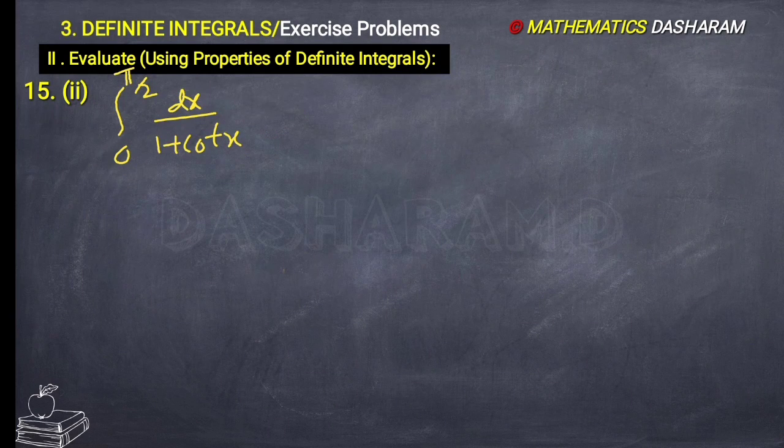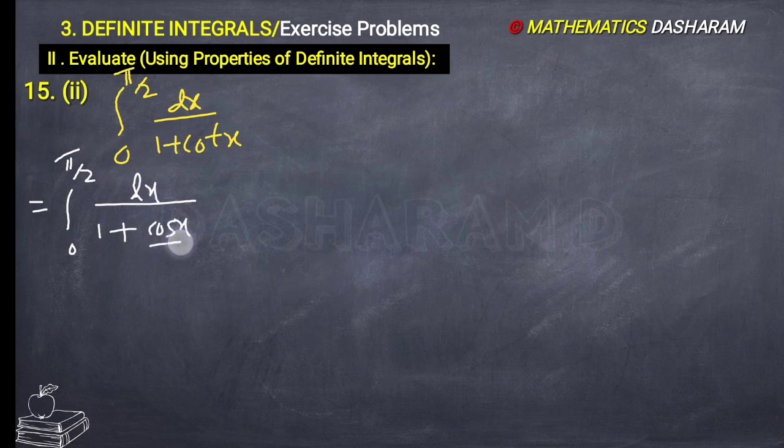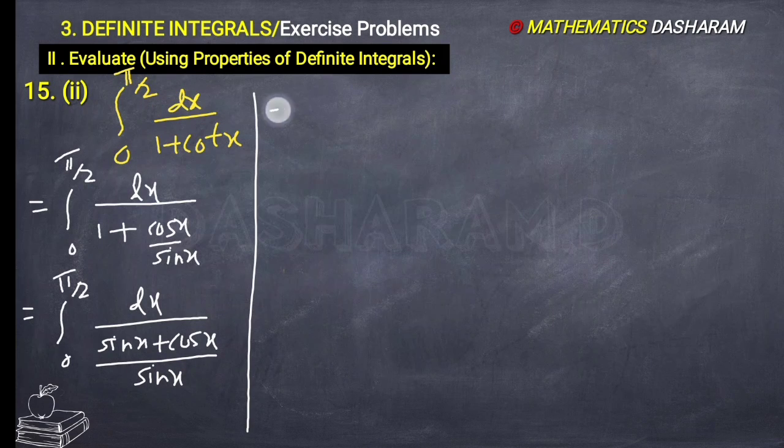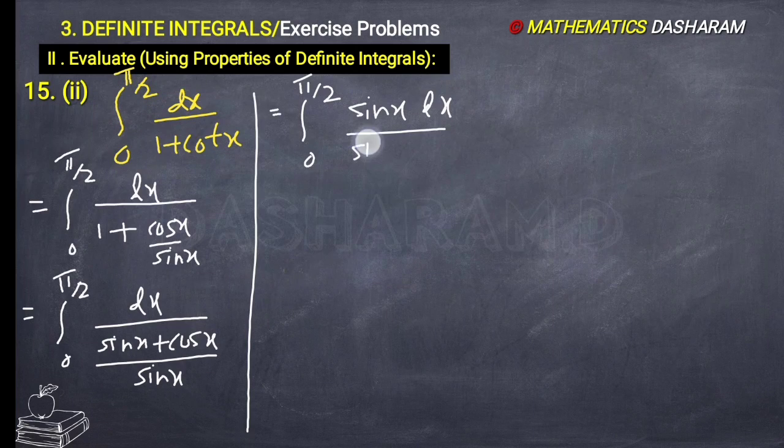Integration 0 to pi by 2 dx divided by 1 plus cot x. Formula is cos x divided by sin x, so then take the LCM, dx divided by here sin x plus cos x by sin x. It is equals to integration 0 to pi by 2 sin x dx divided by sin x plus cos x.